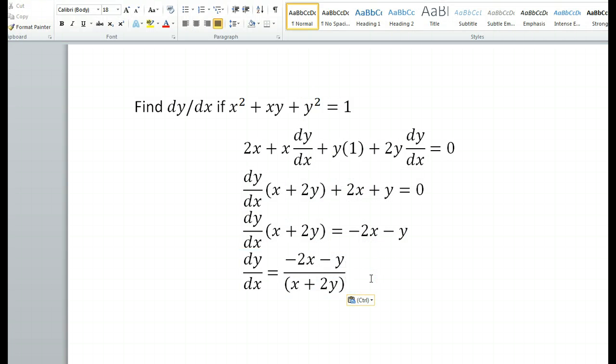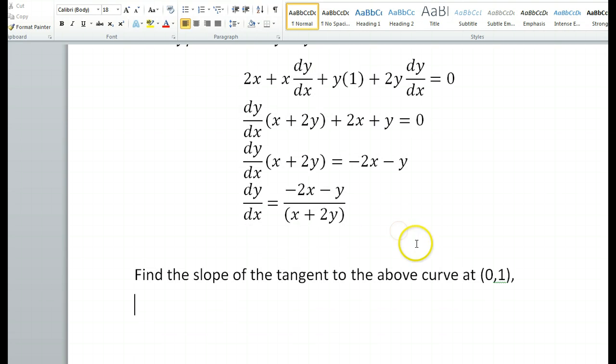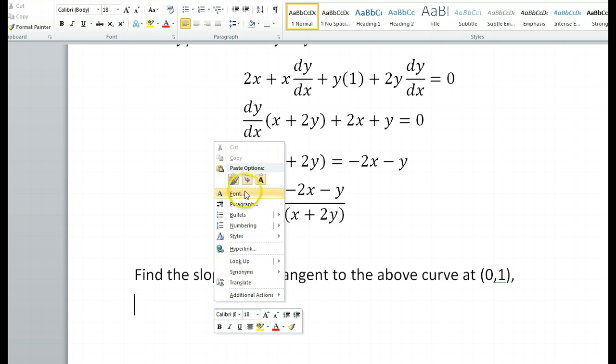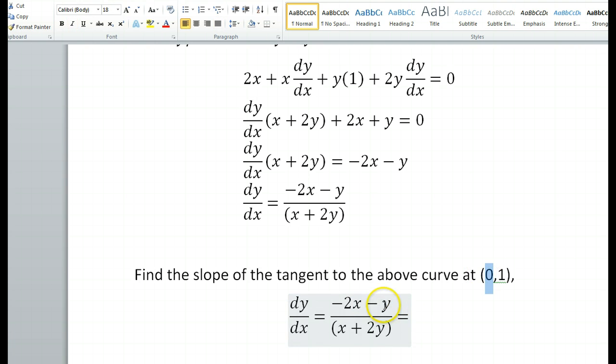Alright, so that's the answer, right? We have the derivative. So if you want, for example, to find the slope of the tangent to the above curve at, say, the point 0, 1, then how do you do this? You know that the slope of the tangent is the derivative. So all I need to do is go up here and plug in x equals 0 and y equals 1.